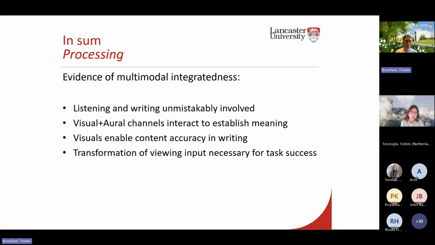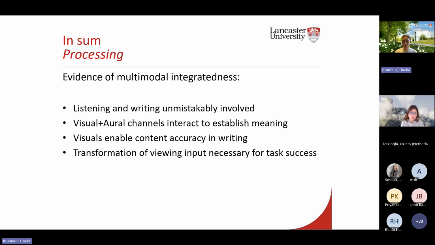So plenty of evidence of multimodal integratedness here. So yes, there is listening and there is writing involved. But you also see that that visual and that oral channel interact to establish meaning. We see that the visuals enable the accuracy of the content in the writing. And we see this transformation of that video input, that is necessary to actually successfully complete the task.